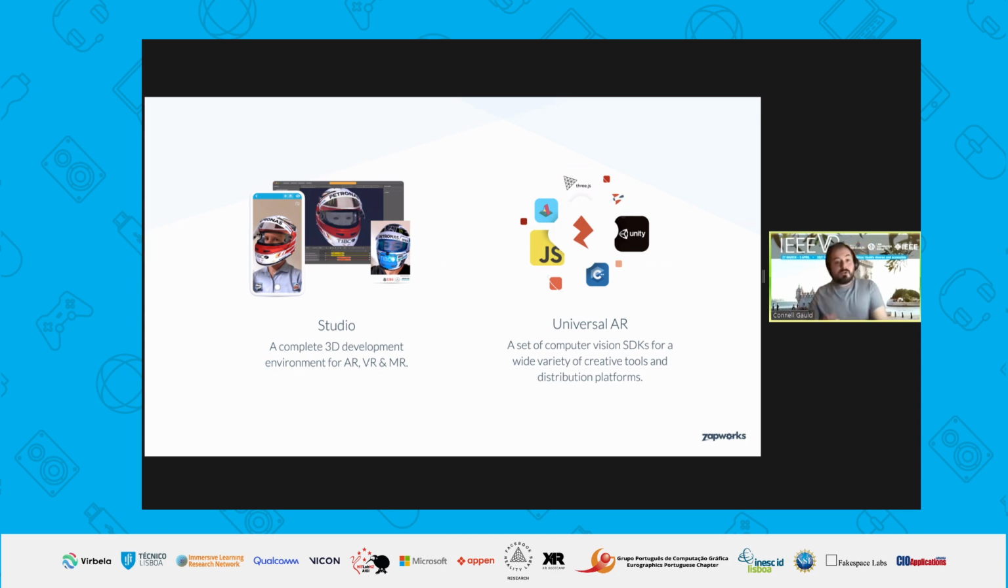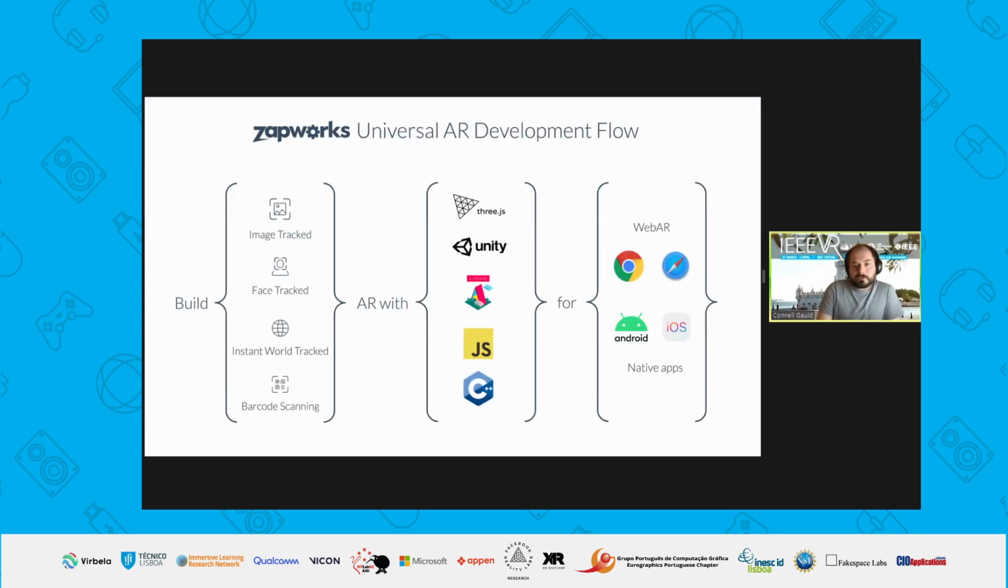And then we have our Universal AR tool or product, which is effectively a set of SDKs that take our underlying computer vision technologies and make them available for use in other creative tools. I would say, I suppose, sister tools to Studio. And we'll talk a little bit about that just here, because I think it's easiest to show with this rather complex diagram, but we'll talk through it.